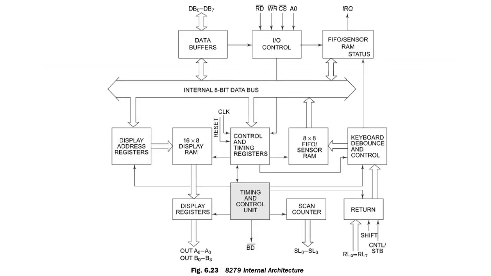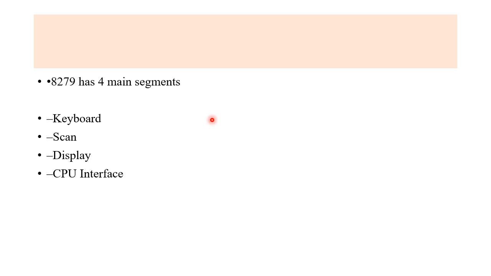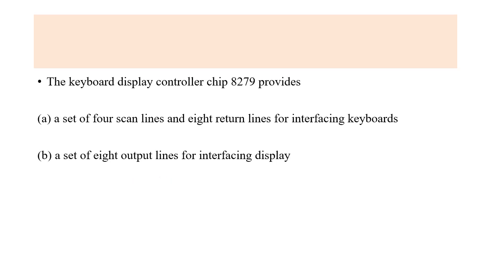Now this is the internal architecture of the 8279 keyboard display controller. We will discuss each block of this diagram in detail. Mainly, the programmable keyboard display controller 8279 has four main segments. The first one is the keyboard segment, the second is scan, the third is display, and the fourth is the CPU interface. So let's see these main segments in the architecture figure.